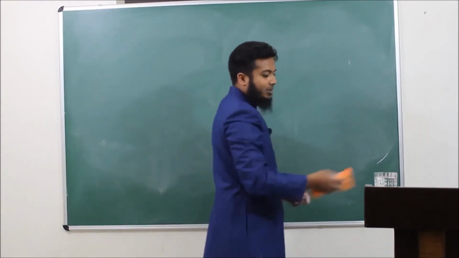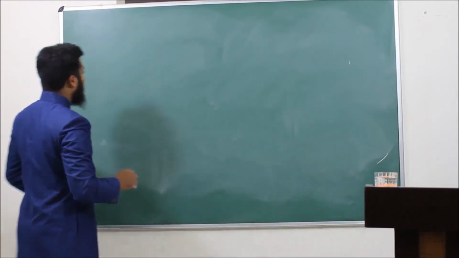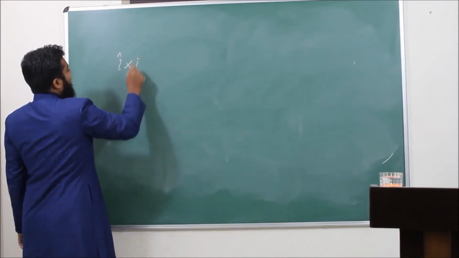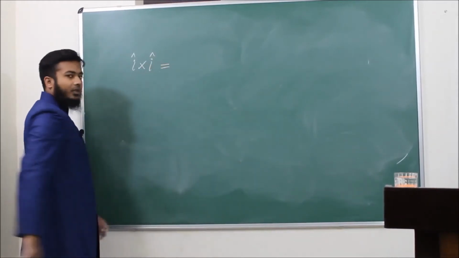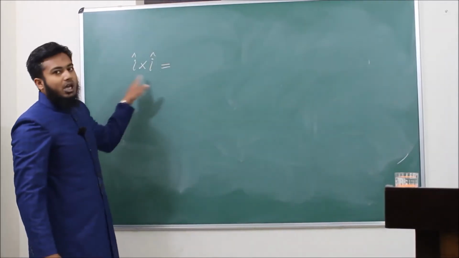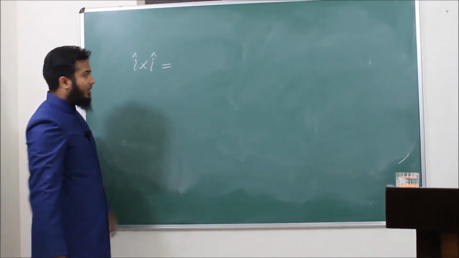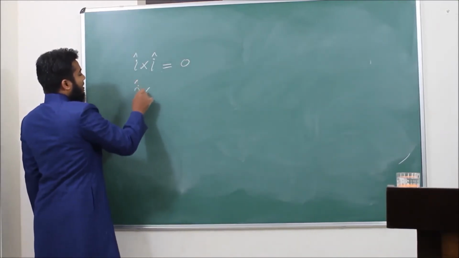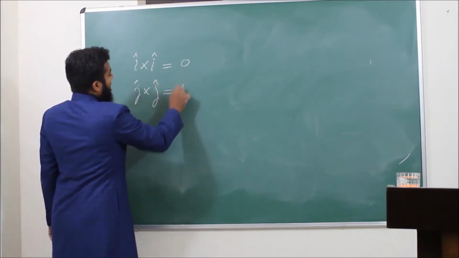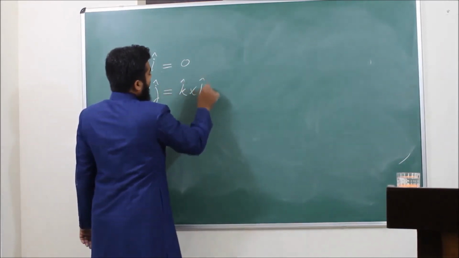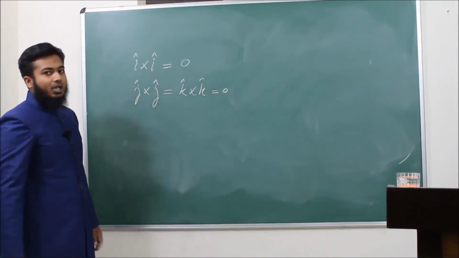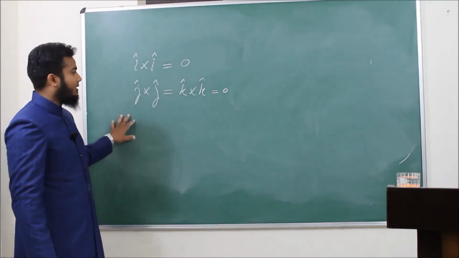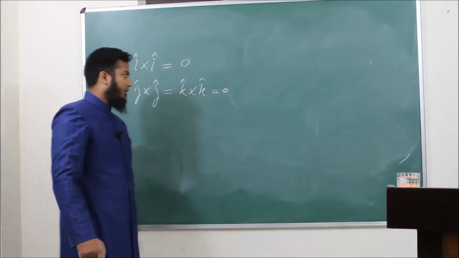So let's apply cross product when the vectors are given in component form. Let us first see what will be I cross I. Clearly, both are in the same direction. Angle between them is 0. So this is 0. Similarly, J cross J and K cross K, they are all 0. So self cross product will always be 0. I cross I, J cross J, and K cross K, they are all 0.